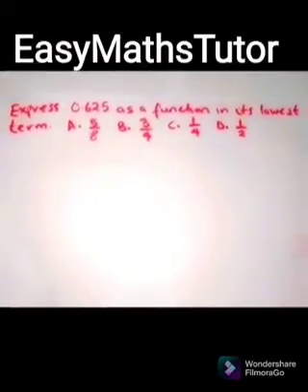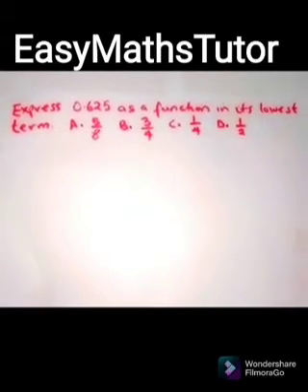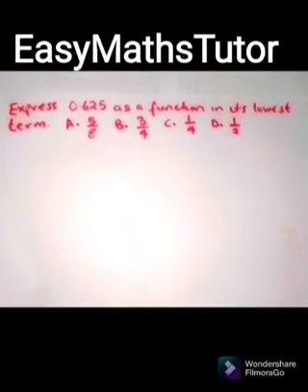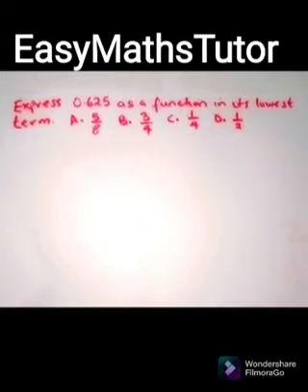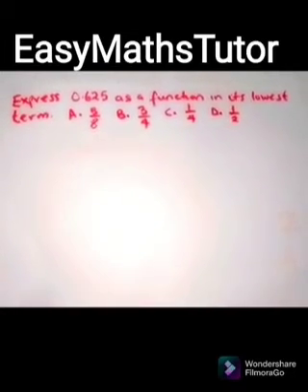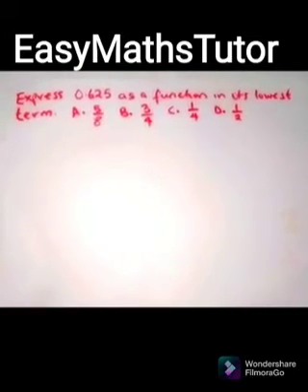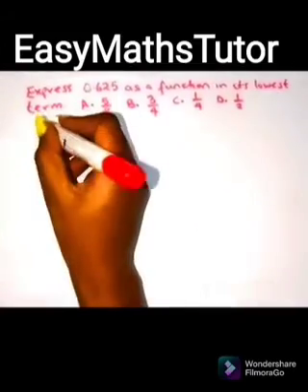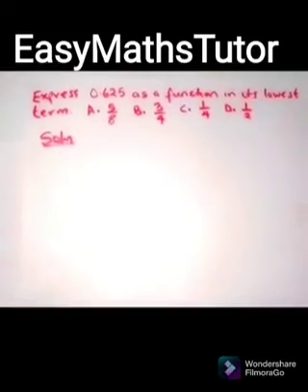And so we have another question here from our objective maths test. It reads, express 0.625 as a fraction in its lowest term. We have the options A, 5 over 8, B, 3 over 4, C, 1 over 4, and D, 1 all over 2. So, first of all, how do we solve this? The solution to this problem.